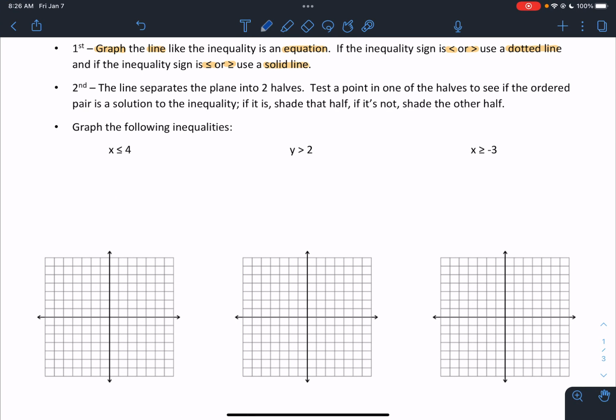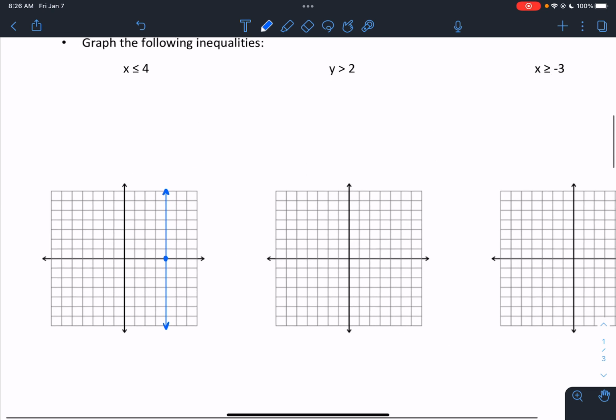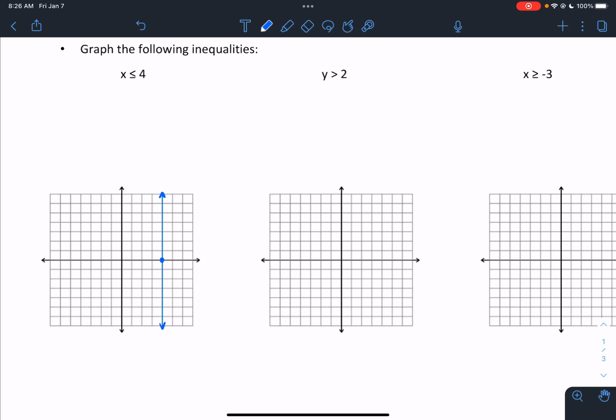And so what I can do is put my dot there. This is a solid line right there. There's my line. Again, I graph it just like I would if it was an equal sign. That's why I did the equal sign first. And then after that, I know that I'm shading to the left. And so I can go ahead and shade to the left everything that's to the left of my blue line.